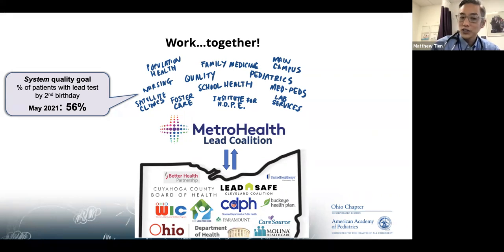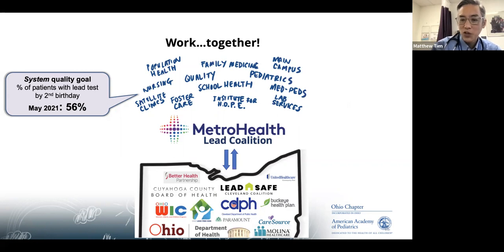And so I think if you can advocate for that, improving lead screening is an achievable quality goal. And as you can see from the graphic, we used a metric for our system quality goal of the percentage of patients with a lead test by their second birthday. These are our Medicaid patients who are required by law to have a lead test at 1 and 2 years of age. So it's kind of a crude metric, like you're supposed to be doing it at 1 year old and 2 years old. This didn't include high risk zip codes, but it was good enough. And I think that's maybe a lesson learned too.